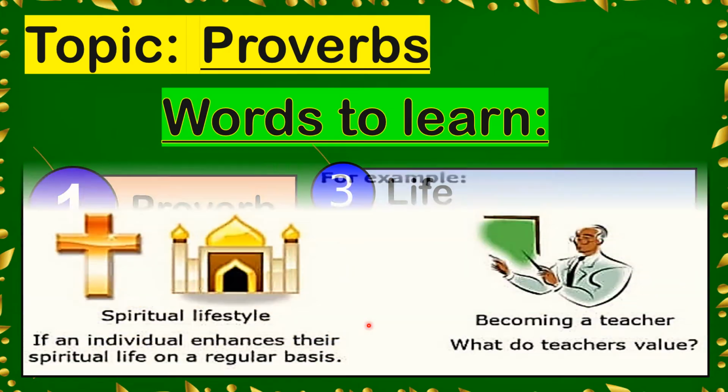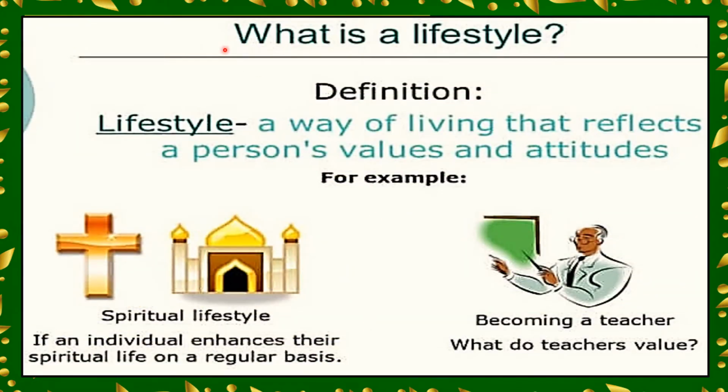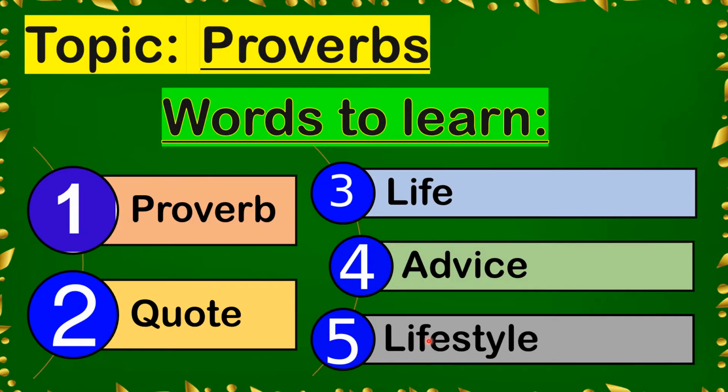The last word is lifestyle. What is a lifestyle? Lifestyle is a way of living that reflects a person's values and attitudes. For example, we have a spiritual lifestyle. If an individual enhances their spiritual life on a regular basis, becoming a teacher, what do teachers value? So class, these are the 5 words that are connected with our topic for this week. Let us read again. Number 1, proverb. Number 2, quote. Number 3, life. Number 4, advice. And number 5, lifestyle.